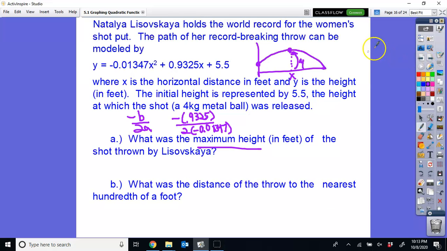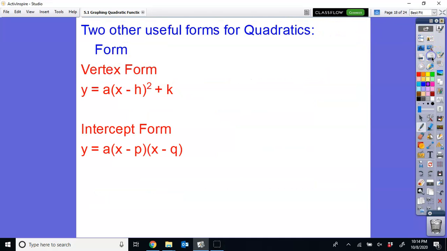Now, we are going to talk about this a little later when we try to find out where it hits the ground. It's a little tricky on this one because it doesn't start at the ground on this side, so it's not perfectly even. But we will talk about how we can find that point later using some techniques when we solve a quadratic equation. Now what we're going to look at is the two other forms that we mentioned last class, the vertex form and the intercept form.